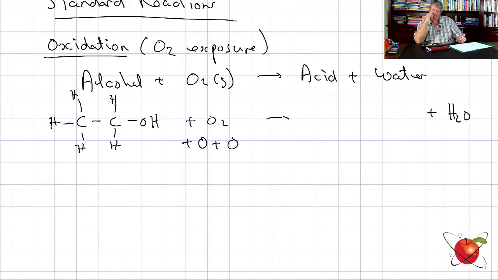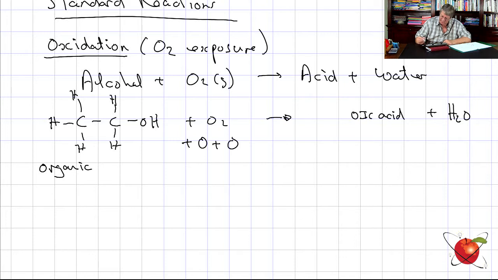But now I need an acid. This is organic, isn't it, the alcohol? So I'm going to get an organic acid. I'm just using logic here. What are the only acids we know in organic chemistry? Carboxylic. So we're going to get an oic acid, aren't we? And we've got here ethanol, so we have to get ethanoic.